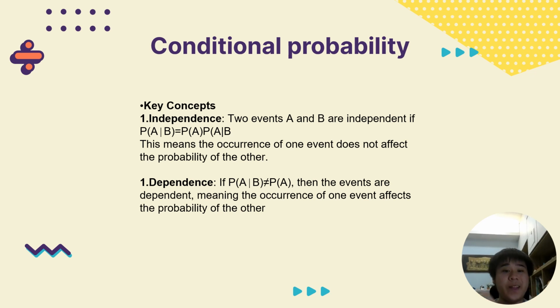Key concept: independence, really important. Two events A and B are independent if the probability of A given B equals the probability of A, and the probability of B given A equals the probability of B. This means that the occurrence of one event does not affect the probability of the other. If the probability of A given B does not equal the probability of A, then the events are dependent, meaning the occurrence of one event affects the probability of the other. You should be able to tell whether they are independent or dependent.